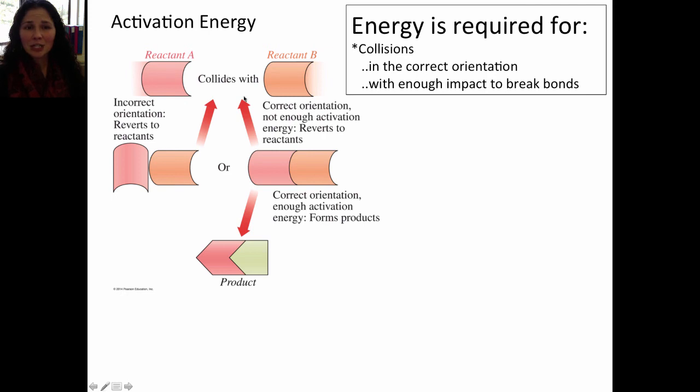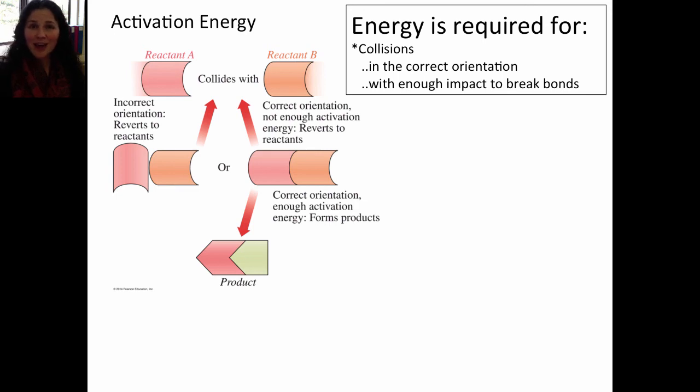Now, if they collided with the correct orientation where the reactive parts are lined up, if they're not colliding with enough energy for bonds to break, they will simply go back to reactants and no reaction will happen. So for a reaction to happen, reactants must collide with the correct orientation, but they also have to collide with enough energy in order to break and form new bonds so that they can form product. When we're talking about energy, one way to talk about it is in molecular motion. Molecules are always moving, and the faster they move, the more energy they have.